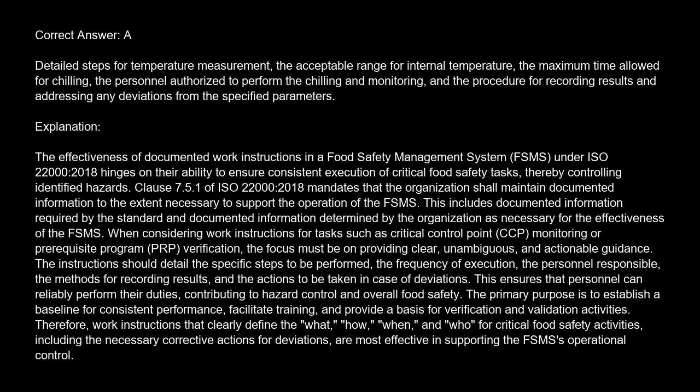The primary purpose is to establish a baseline for consistent performance, facilitate training, and provide a basis for verification and validation activities. Therefore, work instructions that clearly define the what, how, when, and who for critical food safety activities, including the necessary corrective actions for deviations, are most effective in supporting the FSMS operational control.